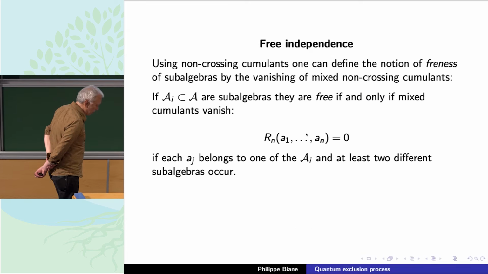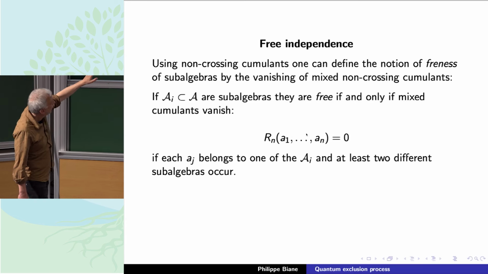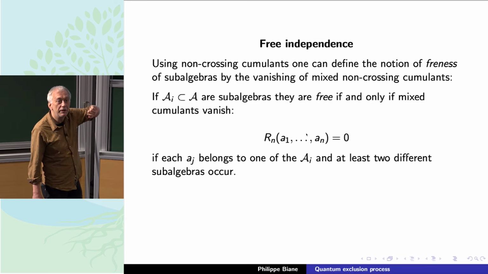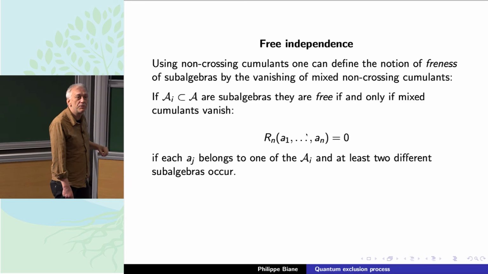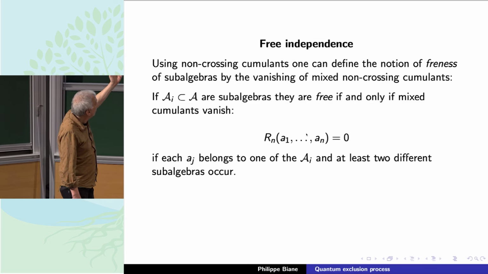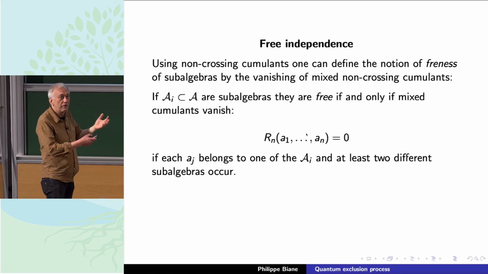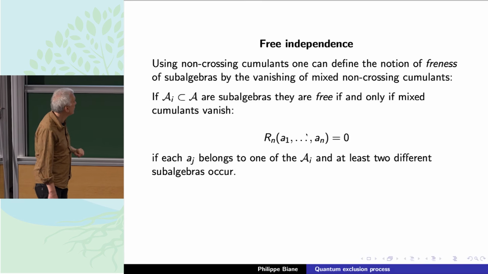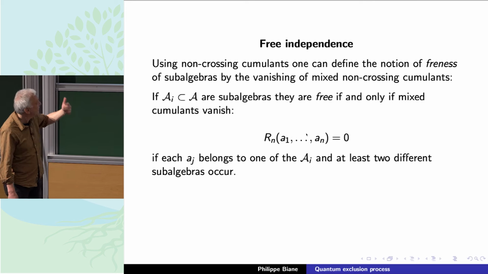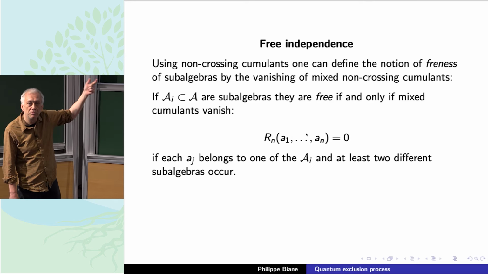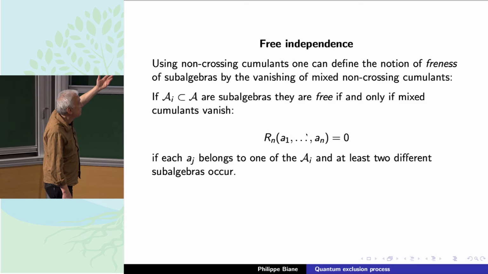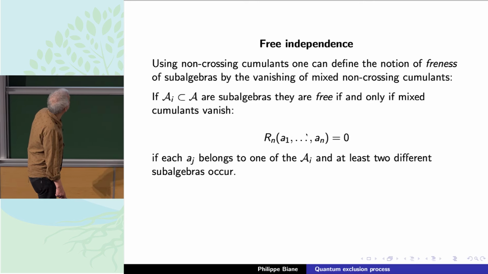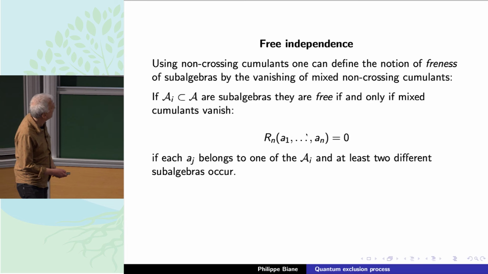So a mixed cumulant is exactly as we had before, R_n evaluated on a family a_1, ..., a_n, where each a_i belongs to one of the algebras, and a mixed cumulant means that at least two of the algebras appear in this sequence. Okay, so there exist at least two of these elements which belong to two different algebras. If this occurs, then this is zero, and this is the definition of freeness of the subalgebras.